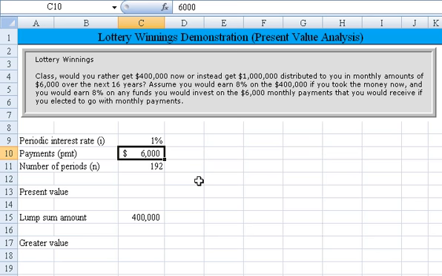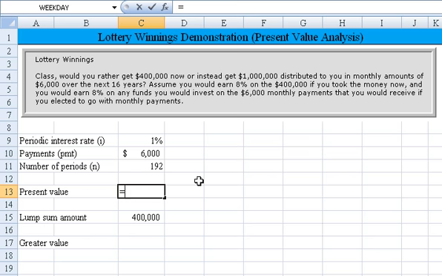Okay, the payments are $6,000 given in the problem, and the number of periods, again, I'll hit the F2 key, is 16 years times 12 periods per year, right? One for each month. So you're going to receive payments of 192. Okay, now let's solve the present value.